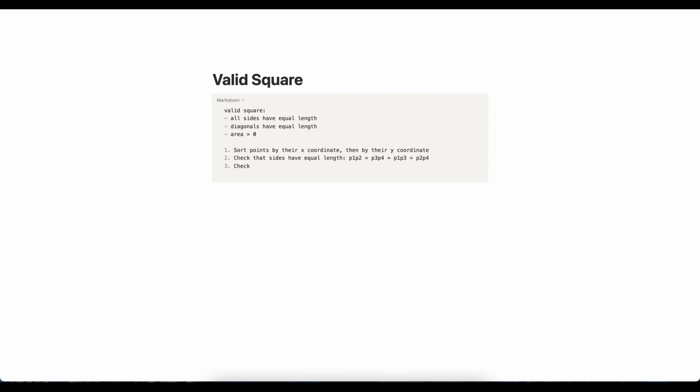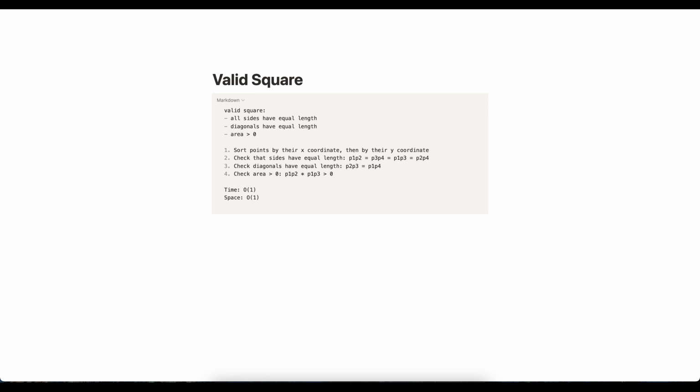We want to check that the diagonals have the same length. So P2, P3 is equal to P1, P4. And then lastly, we want to check that the area is greater than 0. So P1, P2 times P1, P3 is greater than 0. If all these checks pass, then we have a valid square, so we return true. Otherwise, we return false. The time is O(1). Keep in mind, even though sorting is n log n, n here is a constant, which is 4. Space is O(1) since we're not using any additional space.